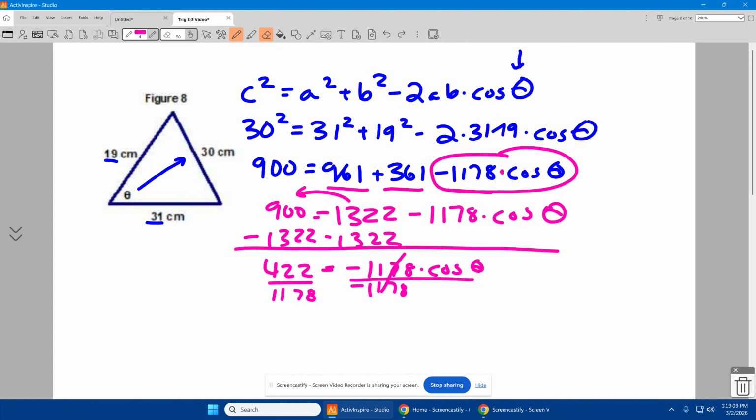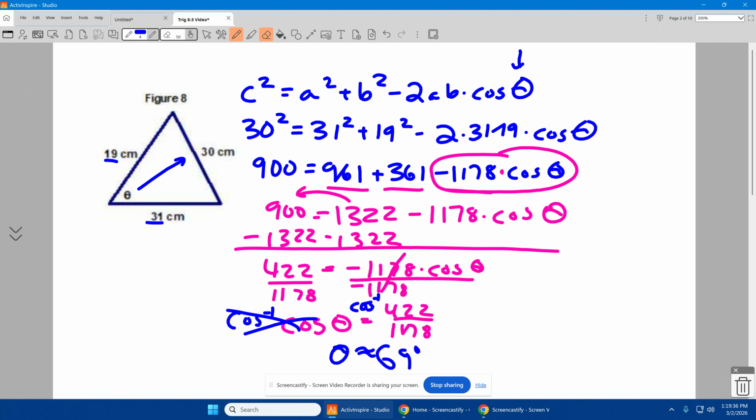So here's what you and I have right now. We have cosine of theta is 422 divided by 1178. I want to get theta by itself. So what I'm going to do is take the inverse cosine of both sides. That'll wipe it out and give you just theta. So it just means you need to do the inverse cosine of that. And when I do it, I did it earlier, I got about 69 degrees. So theta in this case is 69 degrees.